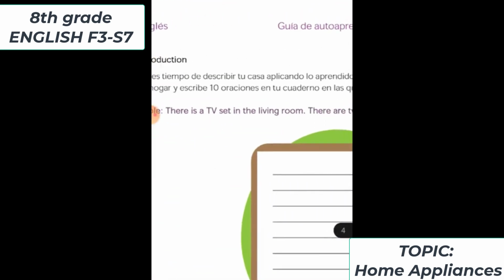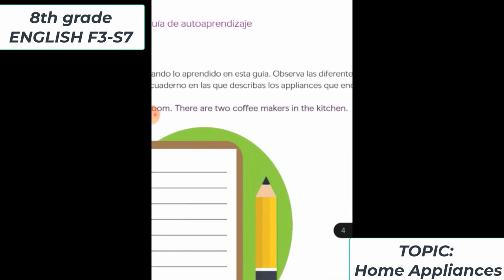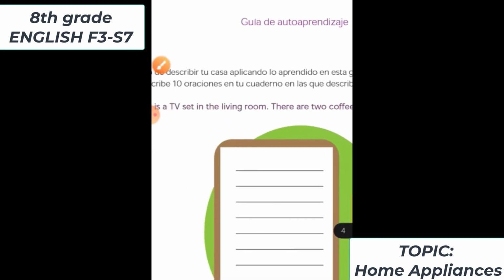Example. There is a TV set in the living room. There are 2 coffee makers in the kitchen. Another example. There is a computer in the living room. Other example. There is a stove in the kitchen. Okay. Other example. There are 2 blenders in the kitchen. Okay. You can use those ideas.